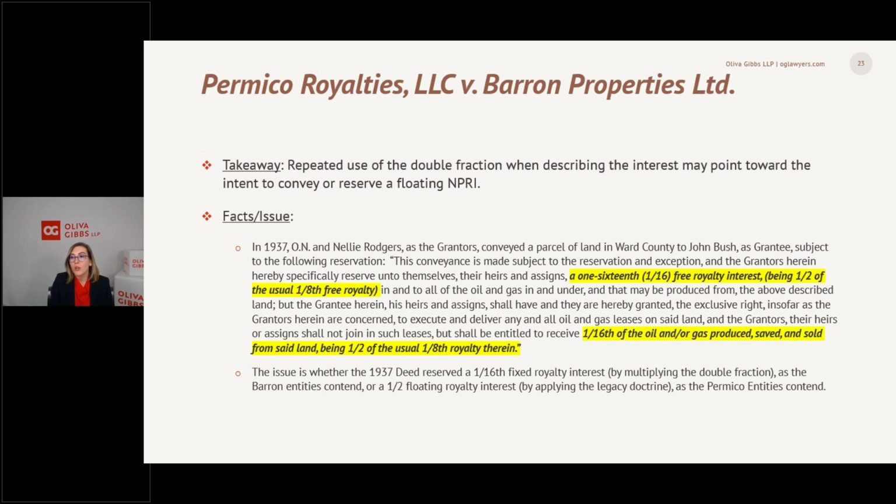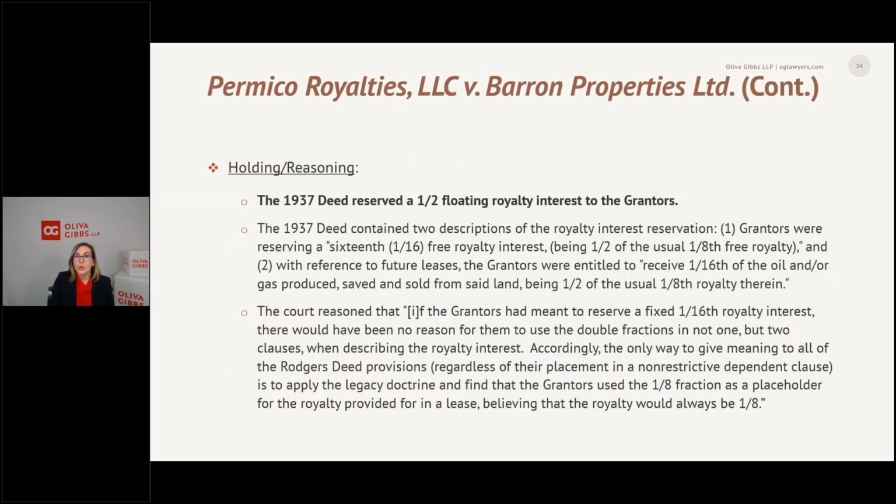1/16th of the oil and or gas produced, saved, and sold from said land being 1/2 of the usual 1/8 royalty there. The issue is whether the 1937 deed reserved a 1/16th fixed royalty interest by multiplying the double fraction, as the Baron entities contended, or a 1/2 floating royalty interest by applying the legacy doctrine, as the Broomco entities contended. So the court here determined that the 1937 deed reserved a 1/2 floating royalty interest to the grantors.